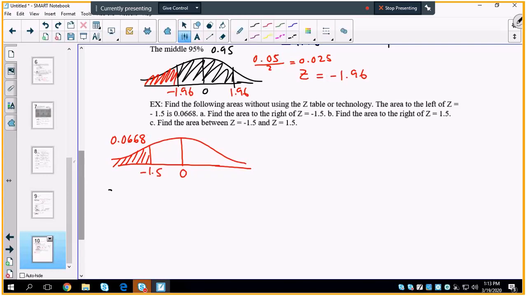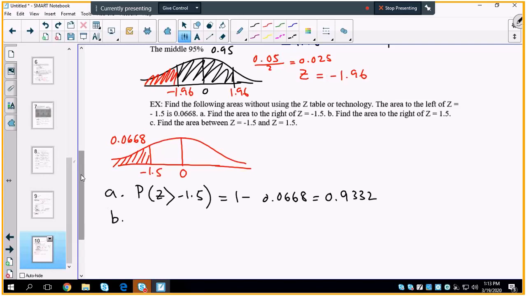First one, find the area to the right of negative 1.5. So I will say probability of z greater than negative 1.5. Well, clearly, if you know the left, you subtract it from the 1. So that will be 1 minus 0.0668, which when I subtract, I get 0.9332. Answers my question.